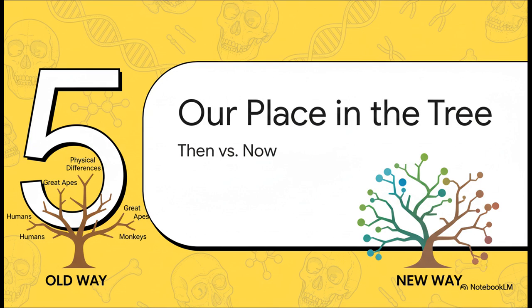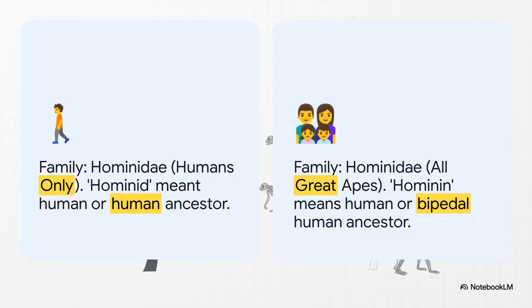The old way versus the new, much more accurate system. Here it is, the key takeaway. The old system, on the left, gave us our own private family, separating us from the other apes. Back then, hominid just meant human. But now, look at the new system on the right. It places us squarely inside the great ape family. Now, hominid refers to all great apes, and the much more precise term for our unique lineage is hominin.